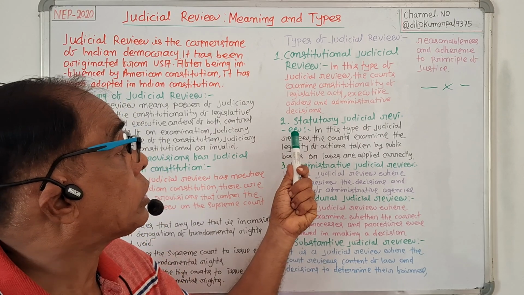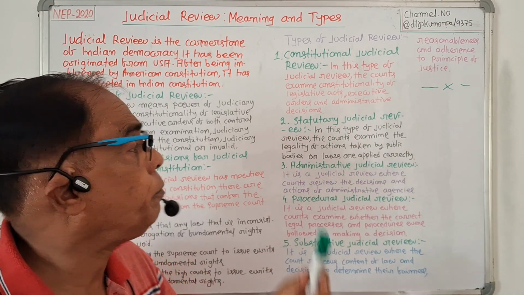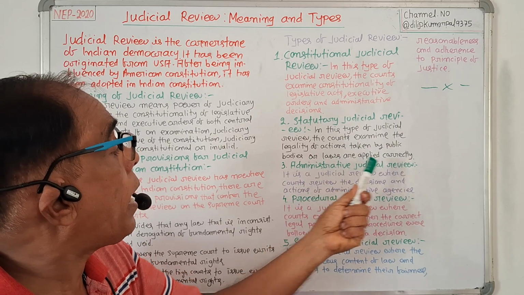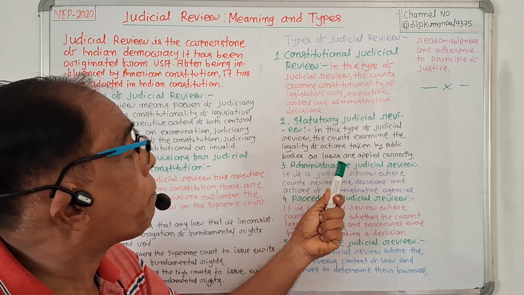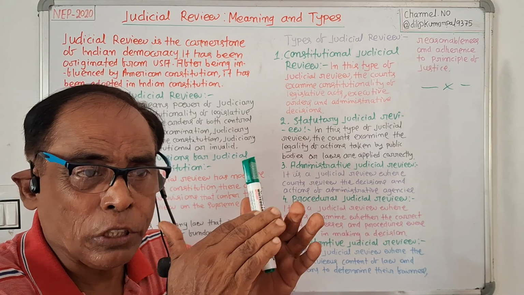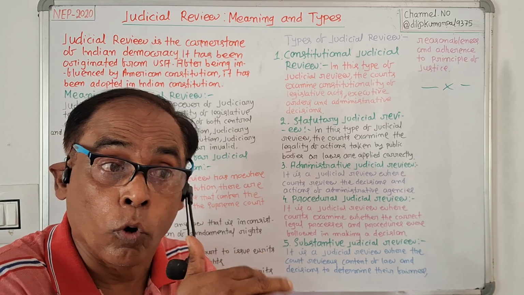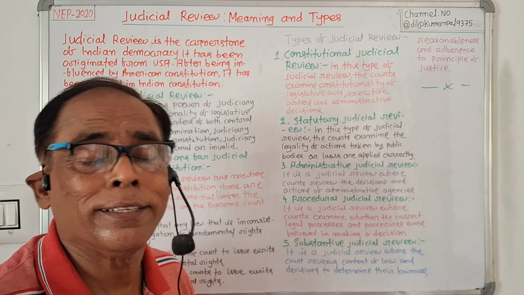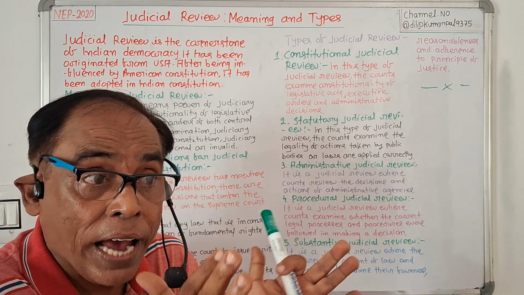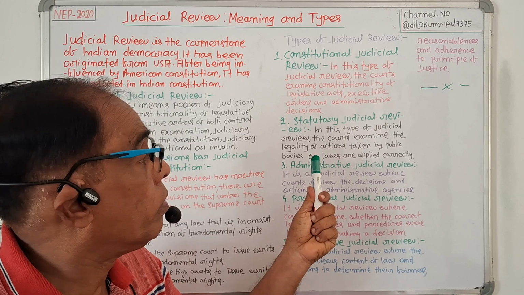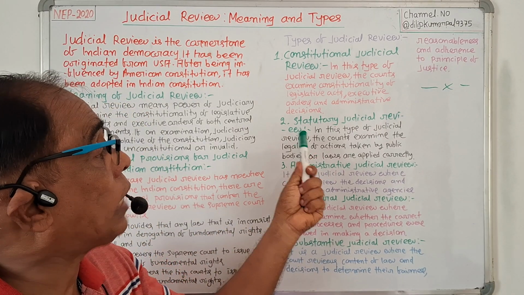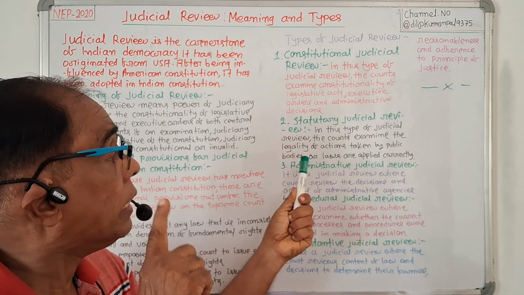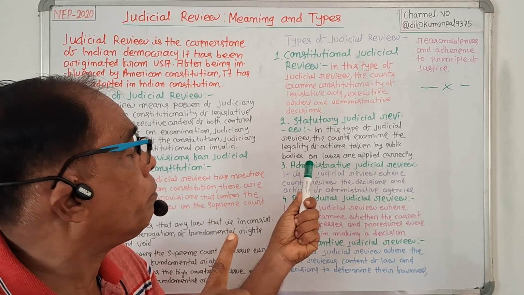Now discuss statutory judicial review. So what is a statutory judicial review? In this type of judicial review, courts examine the legality of actions taken by public bodies or whether laws are applied correctly. In the statutory judicial review, the courts will examine how laws are applied correctly and the legality of actions of public bodies.